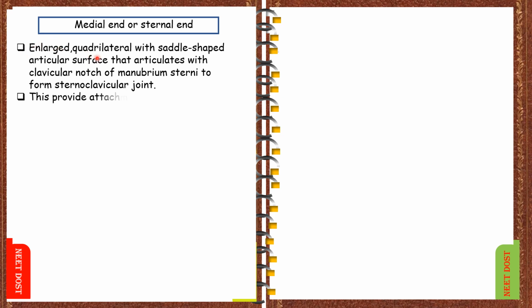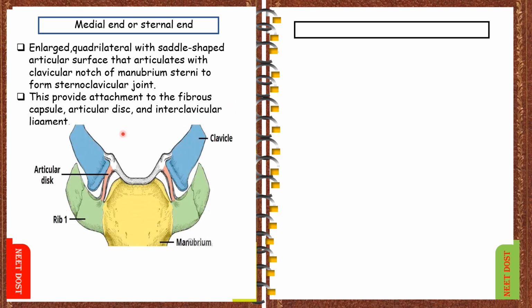Now let us discuss the medial end or sternal end. This is an enlarged quadrilateral end with a saddle-shaped articular surface that articulates with the clavicular notch of the manubrium sterni to form the sternoclavicular joint, and this end provides attachment to the fibrous capsule, articular disc, and interclavicular ligament. Coming to the image, this is the articular disc formed between clavicle and manubrium sterni, and this is the first rib, and these provide attachment to the fibrous capsule of the joint.